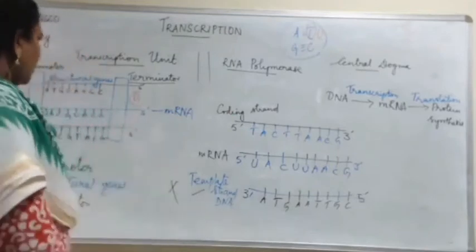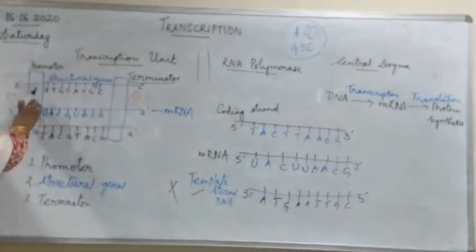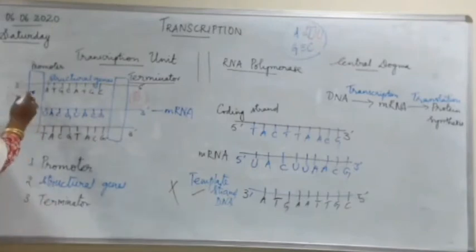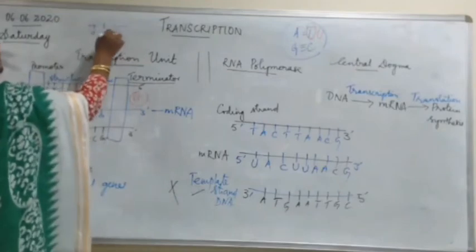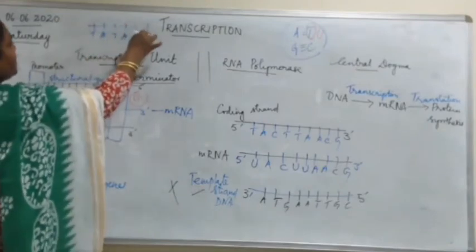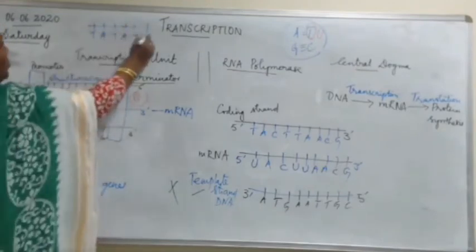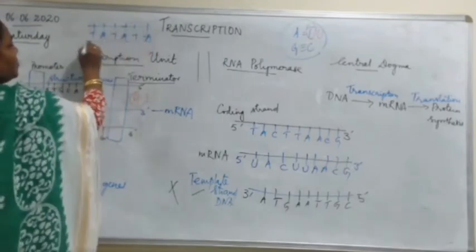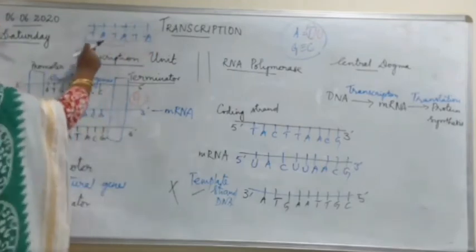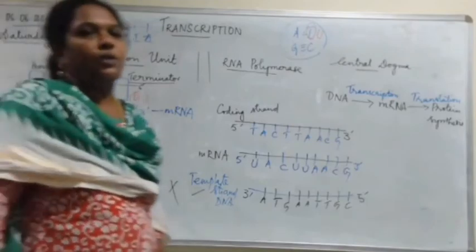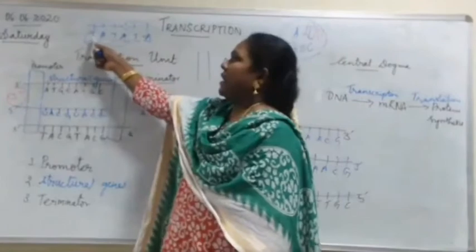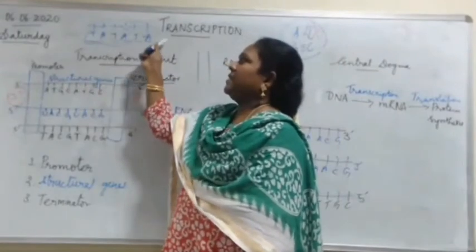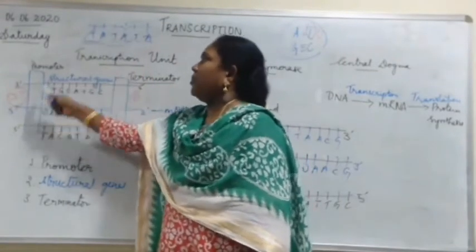Now, when you learn about this promoter, I forgot to tell this thing: the promoter bases always start with TA, and it goes on like this. Normally, this promoter box you call the TATA box. What do you call it? TATA box. The bases will start from TA. So in short, you call this promoter box the TATA box.